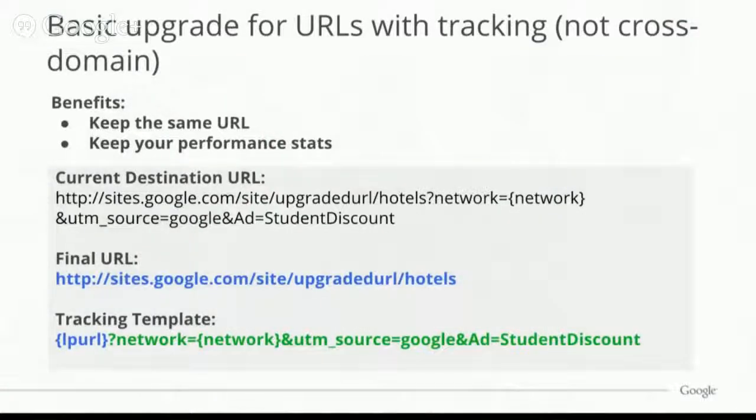Great. So here we'll go through an example of a basic upgrade for URLs with tracking, but no cross-domain redirects. So just to do a quick recap, the benefits of this upgrade method is that you get to keep that URL exactly the same, and you can also keep your performance stats. So Leo's actually going to show you in your account how this can be done. Cool. Thanks, Sally. So yeah, let's look in practice.